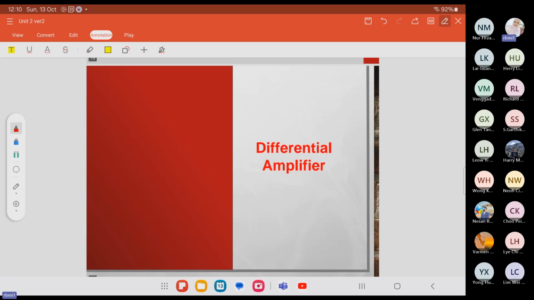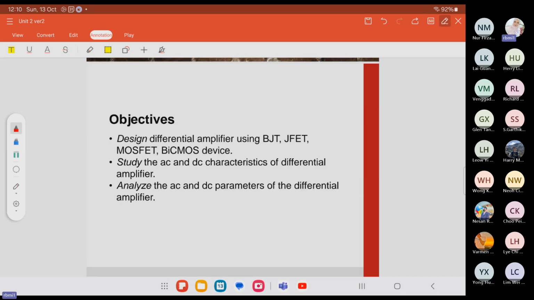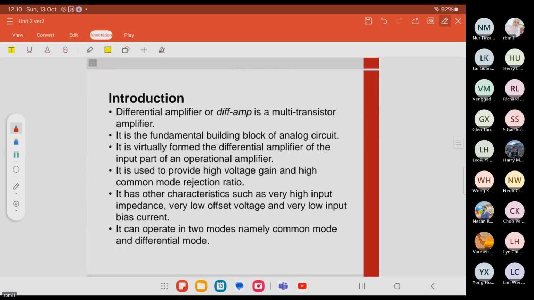Next one is we go for the differential amplifier. Okay, we will discuss the differential amplifier by using the BJT, JFET, and might be the MOSFET. BiCMOS, I don't think so. Okay, on the AC and DC analysis as well. Okay, differential amplifier or diff amplifier is a multi-transistor amplifier. It is a second stage in the op-amp, and it is the fundamental building block of analog circuits used to provide high voltage gain and high common mode rejection ratio, CMRR. Okay.